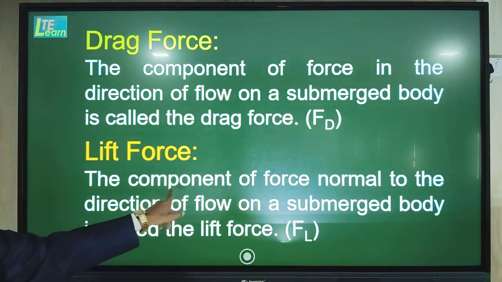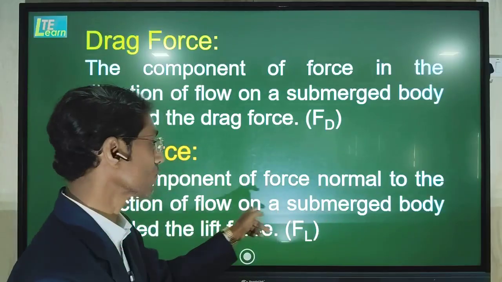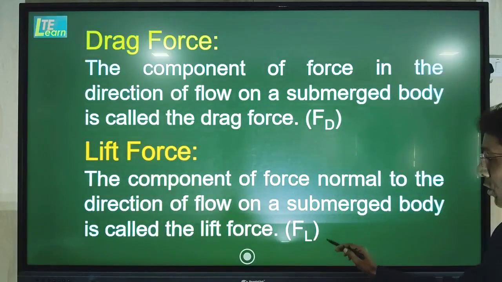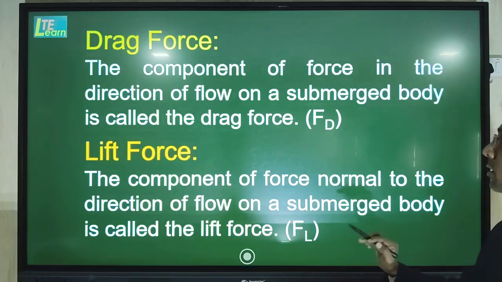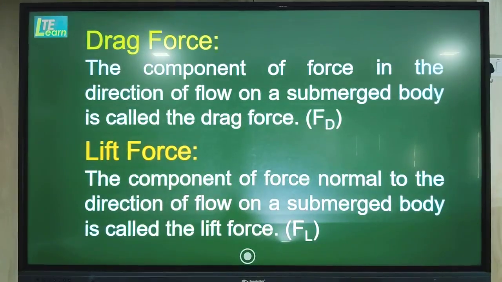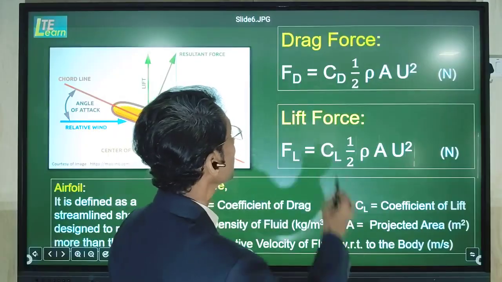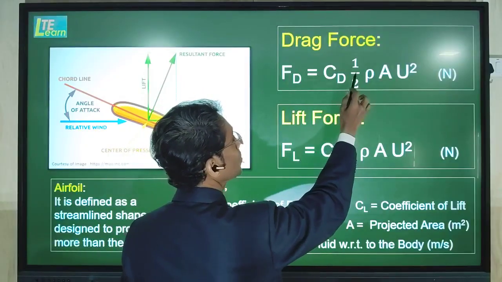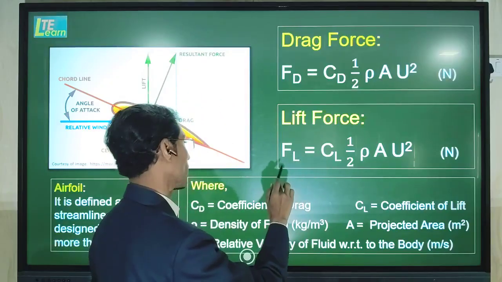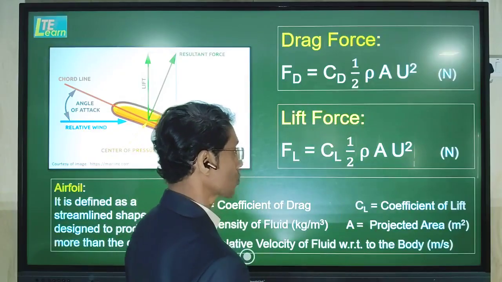Lift force is the component of force which is normal, meaning perpendicular, to the direction of flow on a submerged body, and it is denoted by the letter FL. L and D are the subscripts. Mathematically, drag force is given by the formula FD equals CD into half rho A U square, and lift force is given by the formula FL equals CL into half rho A U square.